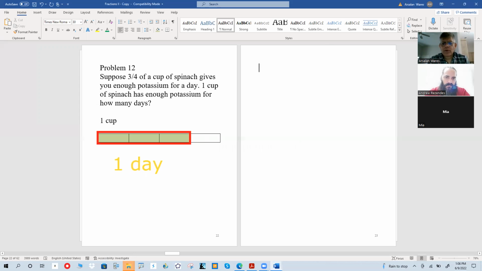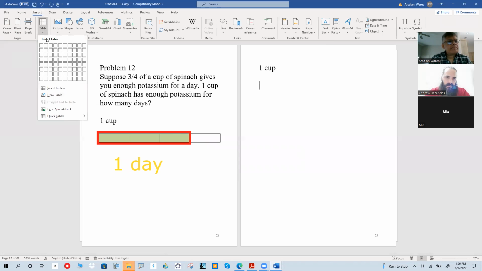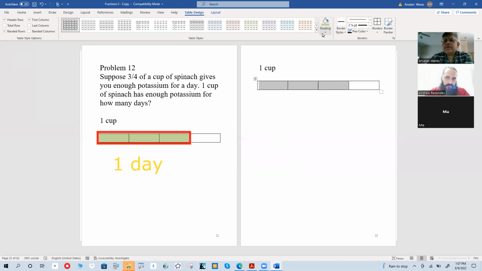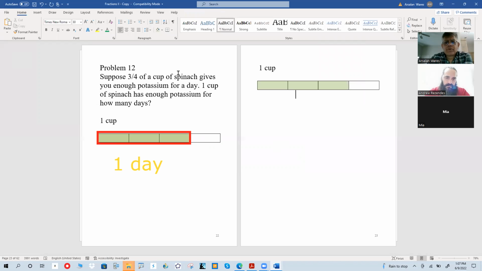I'm going to draw my 1 cup again. Okay, 1 cup still has 4 cells, the exact same size cup. This is my cup, and it has 4 parts. Now, I would argue this is enough potassium for 1 day. I'm going to handwrite it if you don't mind, 1 day.